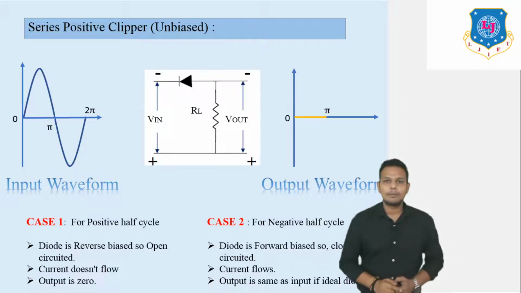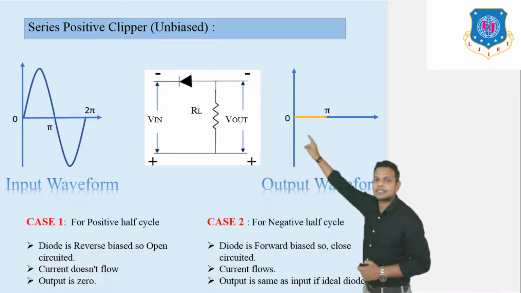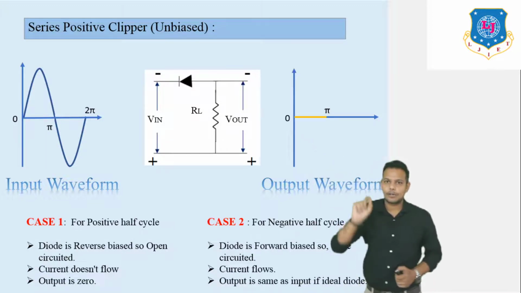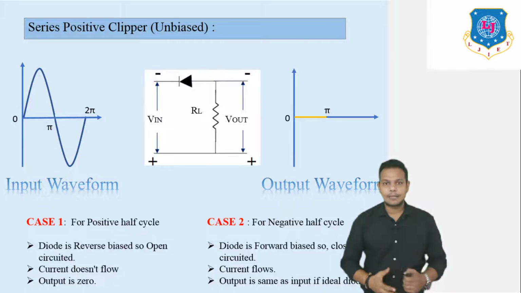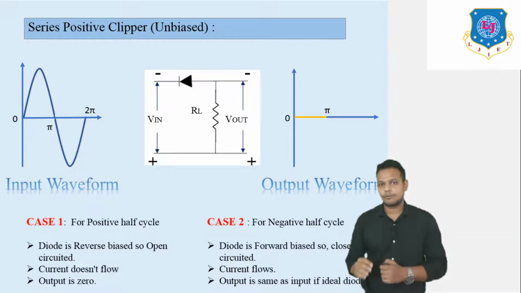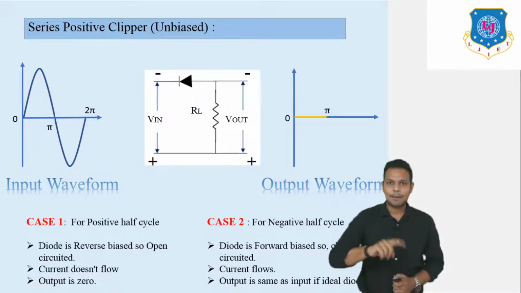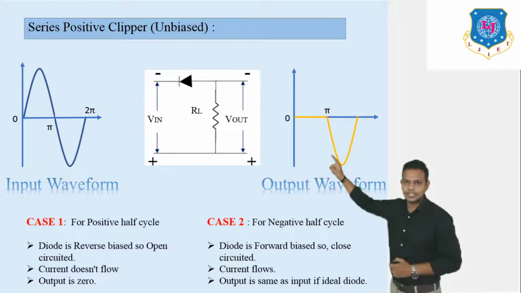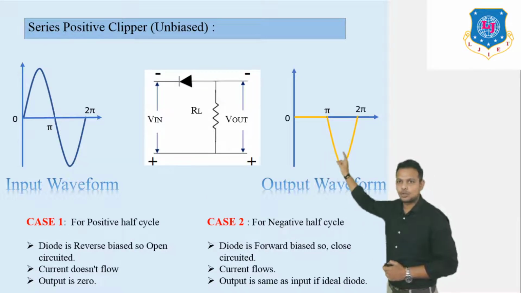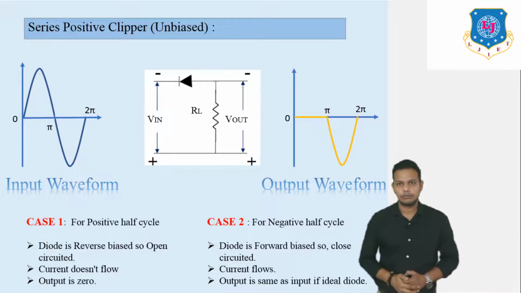So your diode will be in closed loop because it works in forward bias. So positive to minus, if current flows, your diode works in forward bias, it will be closed circuited. That means whatever you are giving on your input side, you will get the same on the output side. So pi to 2 pi is represented in our output portion. So this one, pi to 2 pi, is our output waveform.